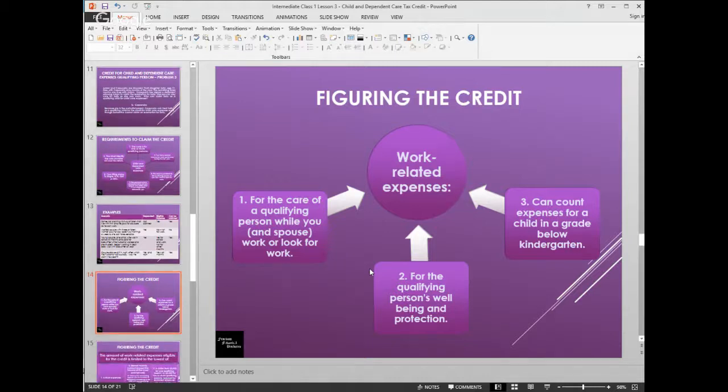Figuring the credit, in order to calculate what the credit will be, we need to look at the work-related expenses. So for the care of a qualifying person while you or your spouse work or look for work, and for the qualifying person's well-being and protection, and you can count expenses for a child in a grade below kindergarten. You can also count the expenses for after-school programs, before-school programs, and summer programs if it's necessary in order to work on time.